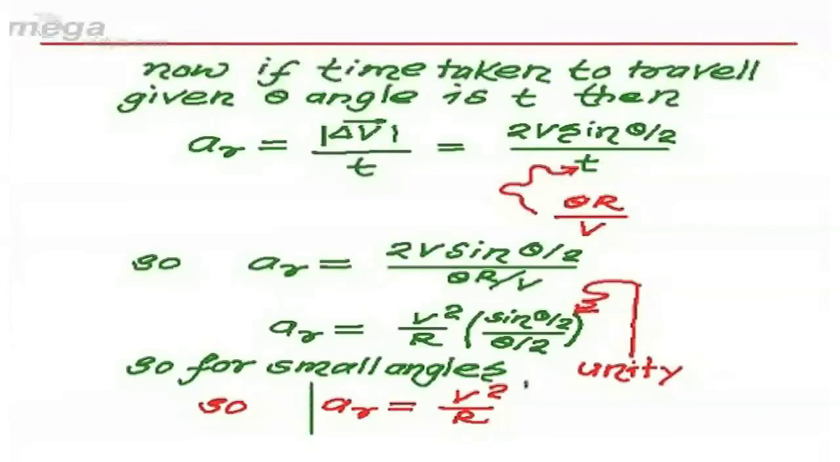For this radial acceleration, we had seen on the previous page that its direction is along the radius. That's why, because it is directed towards the center, it is also called centripetal acceleration.